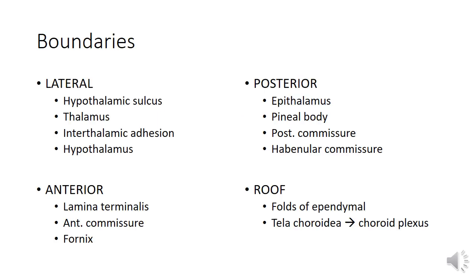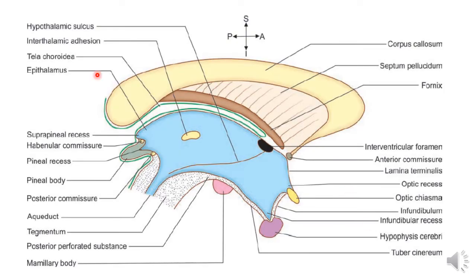The third ventricle is the ventricle which is present in the diencephalon. So here you can see the folds of the ependyma forming the tela choroidea, which forms the roof of the third ventricle.